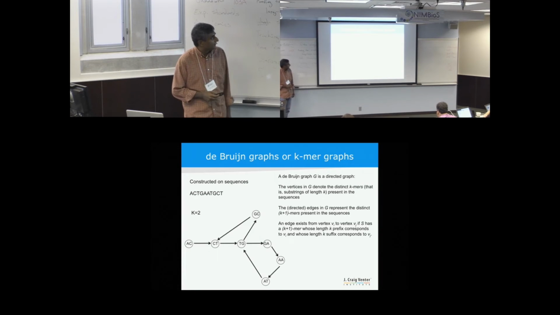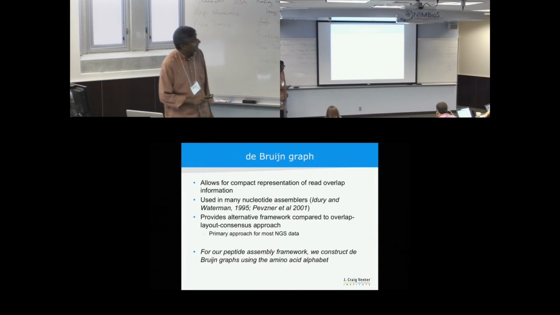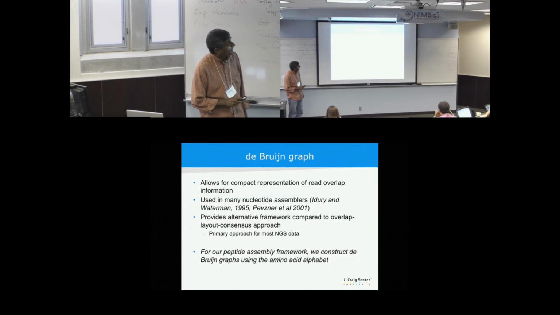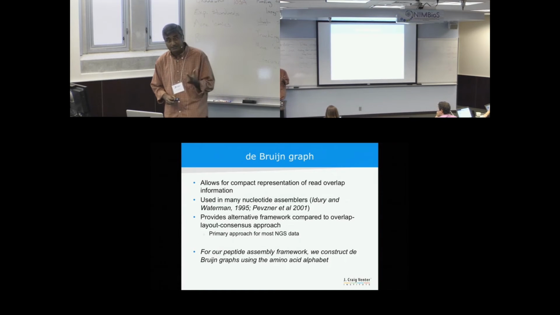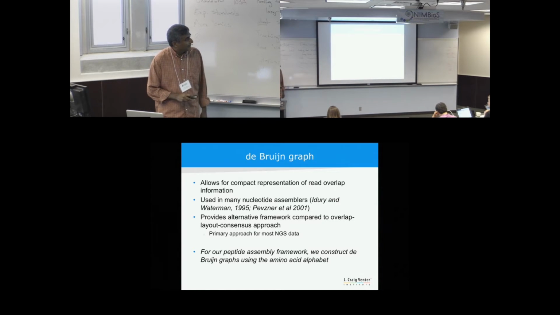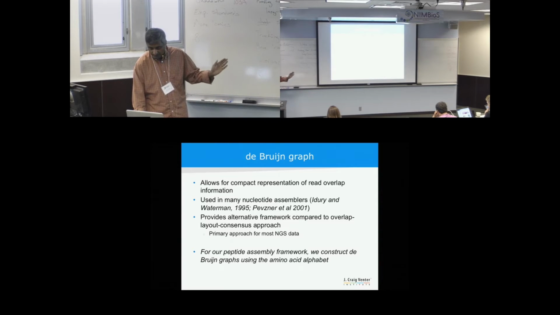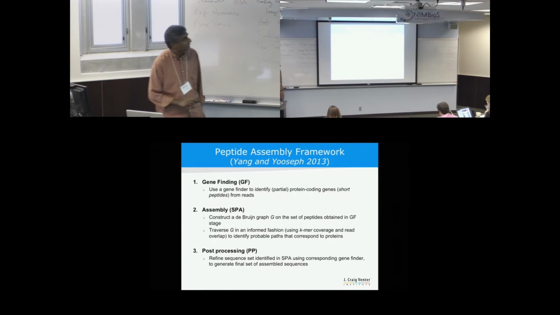De Bruijn graphs have been used quite a bit, as I said, for nucleotide assemblies. In fact, many years ago, it was used by Idury and Waterman to do assemblies from sequencing by hybridization techniques, and then followed by various different flavors of assemblers that have come out. De Bruijn graphs offer a nice compact representation of your data. For our framework, we construct De Bruijn graphs using the amino acid alphabet, and we end up using a k value of 6. So basically, we construct De Bruijn graphs with k-mer size 6.